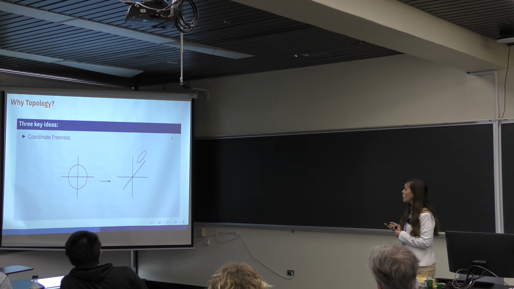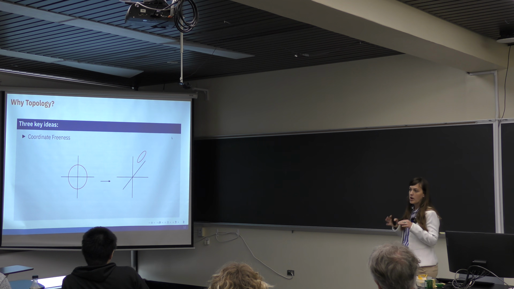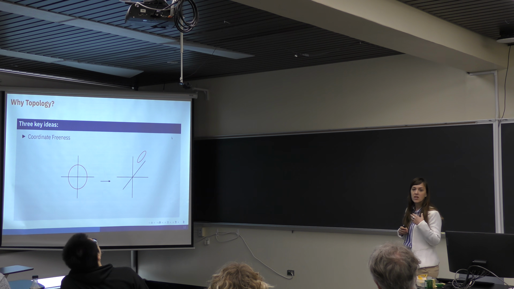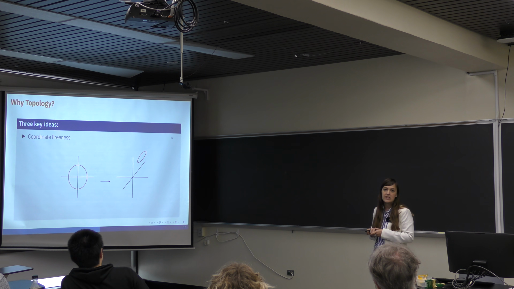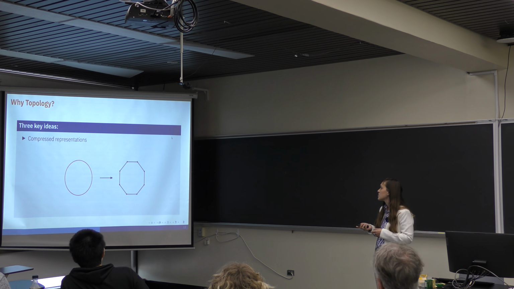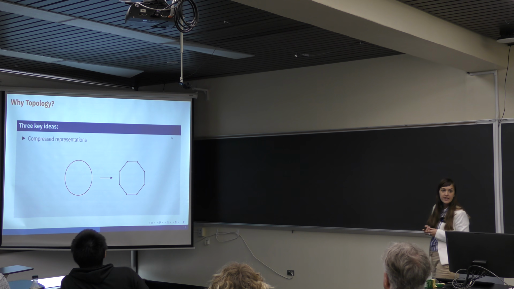So coordinate freeness is related to the problem that I mentioned very early on, for example with gene expression data and very high dimensions. In topology, we study properties of objects, for example loops and connected components, and it doesn't matter how they're embedded in Euclidean spaces. That is what is meant by coordinate freeness.